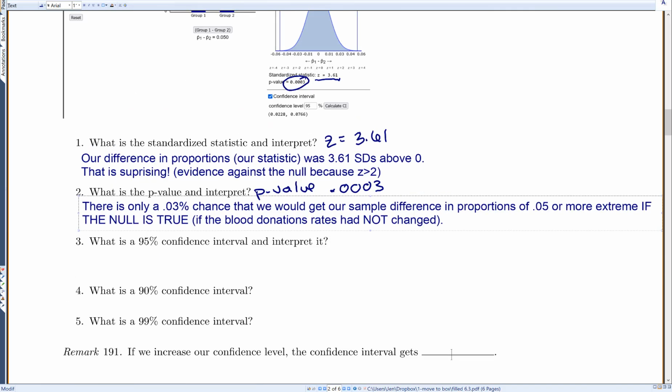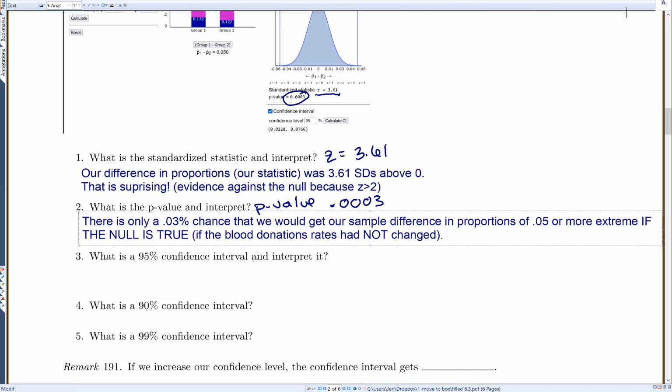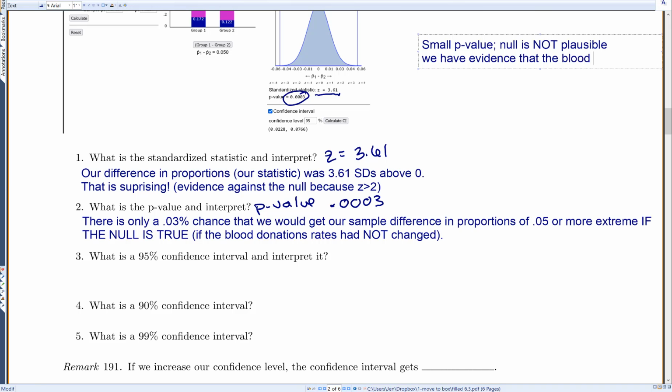Now I'm realizing I forgot to tell you a few things, like I didn't have you write your hypothesis and I didn't ask you for the conclusion because we'd already practiced those lots of times. So I would say that is a small p-value. So the null is not plausible. So we have evidence that the blood donation rates have changed. Now, I'm not going to say whether it increased or decreased because that wasn't my hypothesis. That's not what I was looking for. I just asked you to tell me if they've changed, and yes, they have changed.